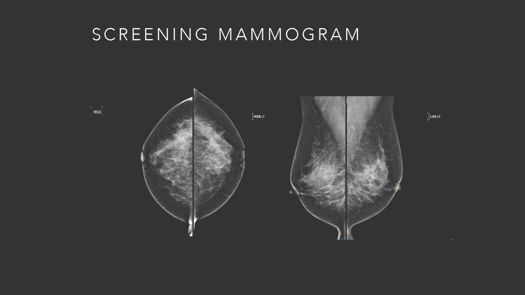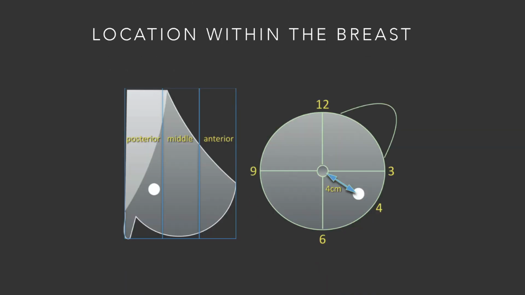Here's another example of a typical screening mammogram. This is just to show how we talk about locations within the breast. We divide it up into anterior, middle, and posterior, and then we talk about the breast like it's a clock. So you may hear us say we're looking at something at 12 o'clock, 3 o'clock, and then we'll also give a distance to the nipple.